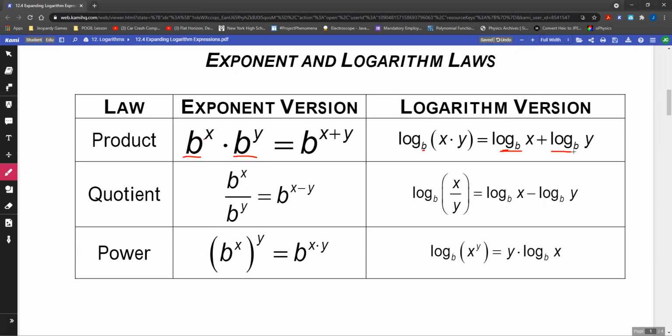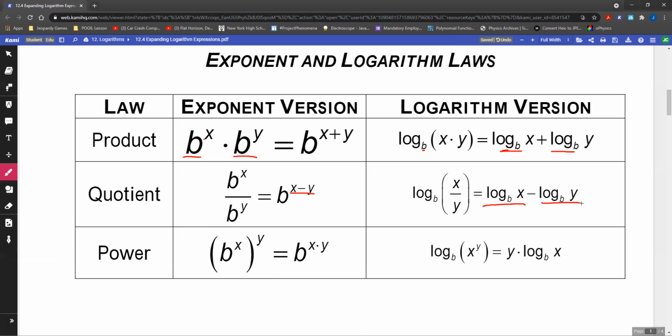The quotient rule basically works the same way. If we're dividing b to the x divided by b to the y, we're going to subtract x minus y. Over here, when it's log terms, we're just going to subtract log x and log y, again, of the same base.